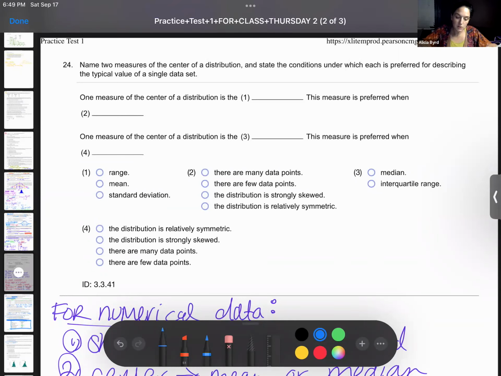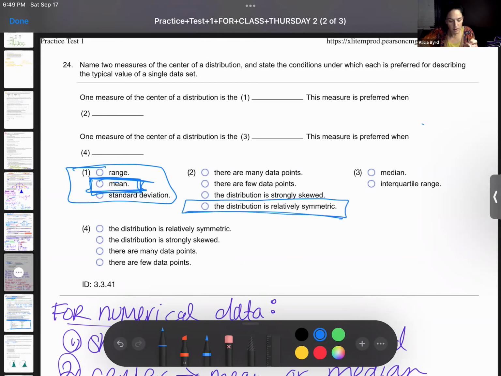One measure of the center of a distribution is the blank. This measure is preferred when blank. So looking at our choices for one measure of the center, the only one of these that's a measure of the center is the mean. And when do we use the mean? We use it when your data is symmetric. So it needs to be relatively symmetric for the second. So we want to say mean here. And when it's relatively symmetric, it doesn't have to be perfect, but it needs to be pretty much symmetric.